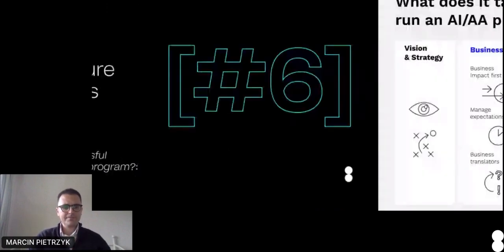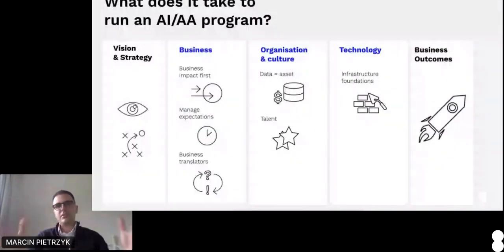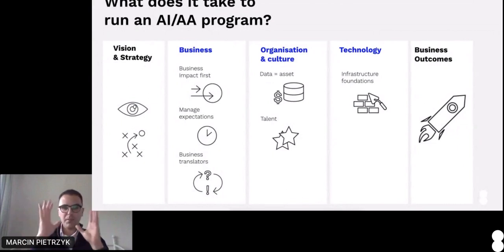So, to slowly wrap it all up, if you want to run a successful AI advanced analytics program, these are some good practices. Of course, you should start with vision and strategy. I didn't talk about it because I think this is obvious, but of course you need to know where you're going. You need to have a big picture direction in which you're heading.